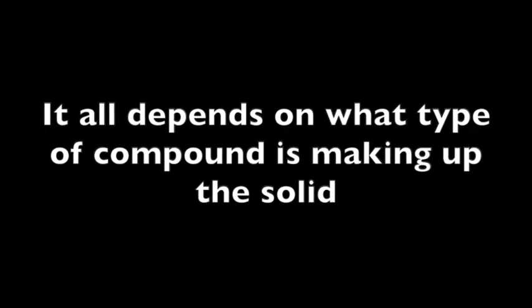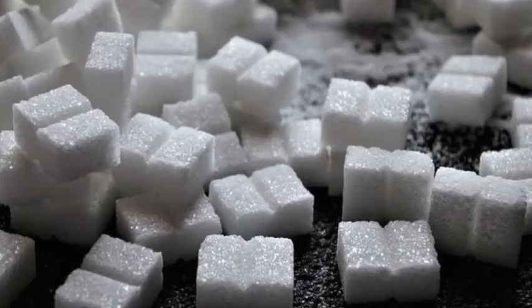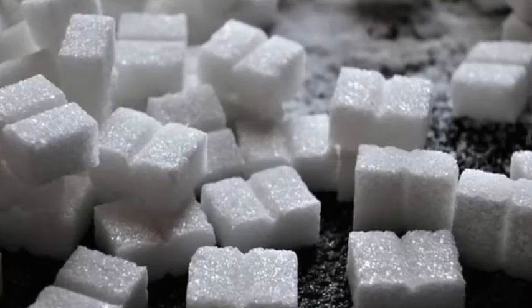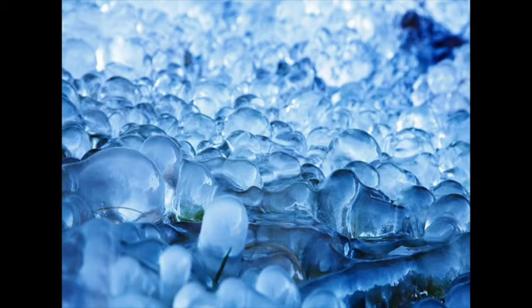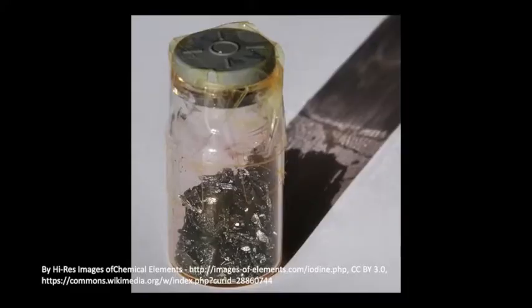Molecular solids can be ductile or brittle or a combination. It all depends on what types of compounds are making up the solid. Examples of molecular solids include sucrose, or table sugar, solid water, also known as ice, solid carbon dioxide, known as dry ice, solid iodine, and others.